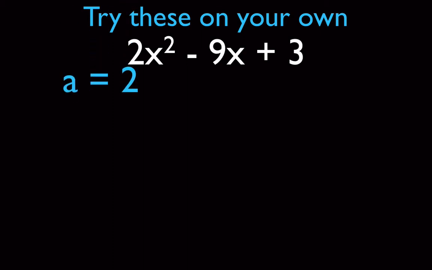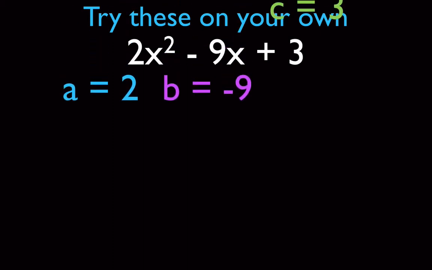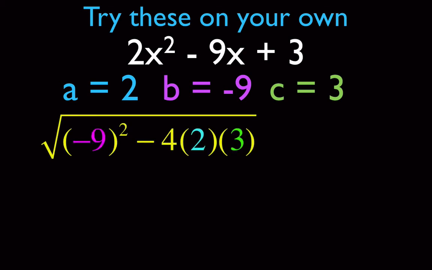Okay, here's something to try on your own. Again, you can pause it and try the example, and go from there. Alright, so first thing you should have done is identified A, B, and C. A is 2, B is -9, and C is 3. Then you should have tried to plug them in. So if you haven't done that, or if any of that stuff is incorrect, you may want to take a second and go back to that. Pause it again and try again.